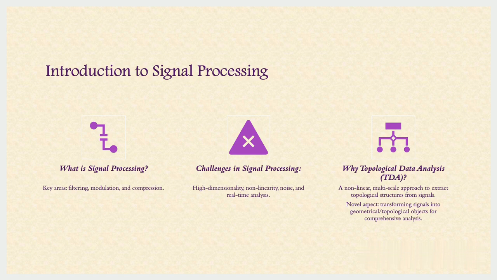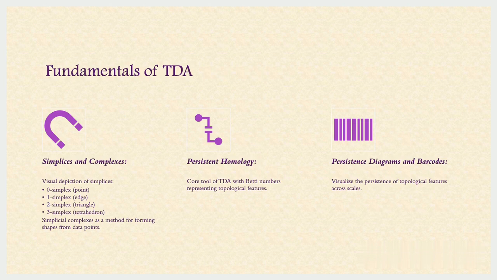This is where TDA comes in. TDA allows us to take a non-linear multi-scale approach to extract the topological structures embedded in signals. Essentially, TDA lets us transform signals into geometrical or topological objects, providing a fresh way to analyze complex data. To understand TDA, it's helpful to know a few key concepts.